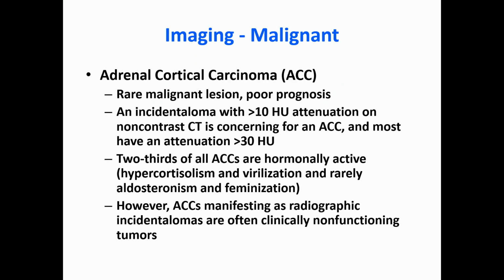Then the next potential thing that could be seen on imaging that would be concerning for malignancy is adrenal cortical carcinoma. It's very rare, it has a poor prognosis, and oftentimes the way they will look on imaging is that they will be greater than 10 Hounsfield units on a non-contrast CT, and a lot of times they'll have an attenuation greater than 30 Hounsfield units.